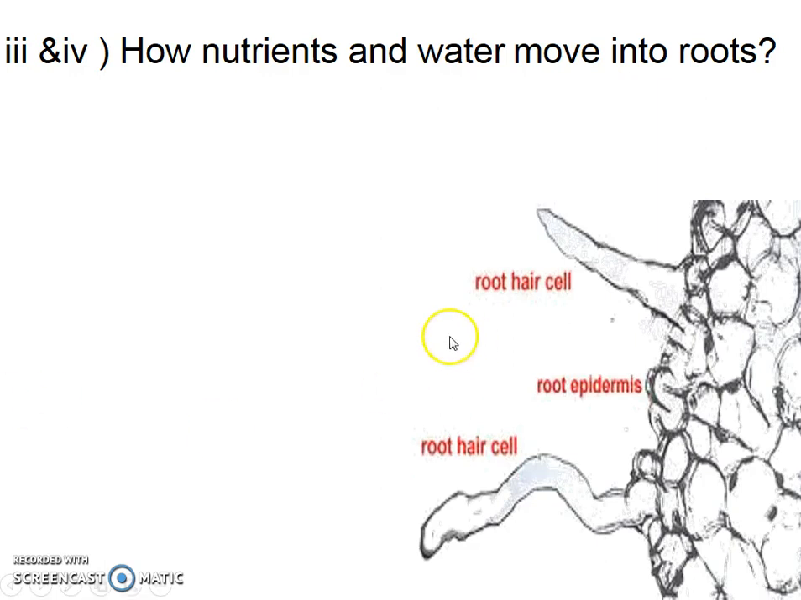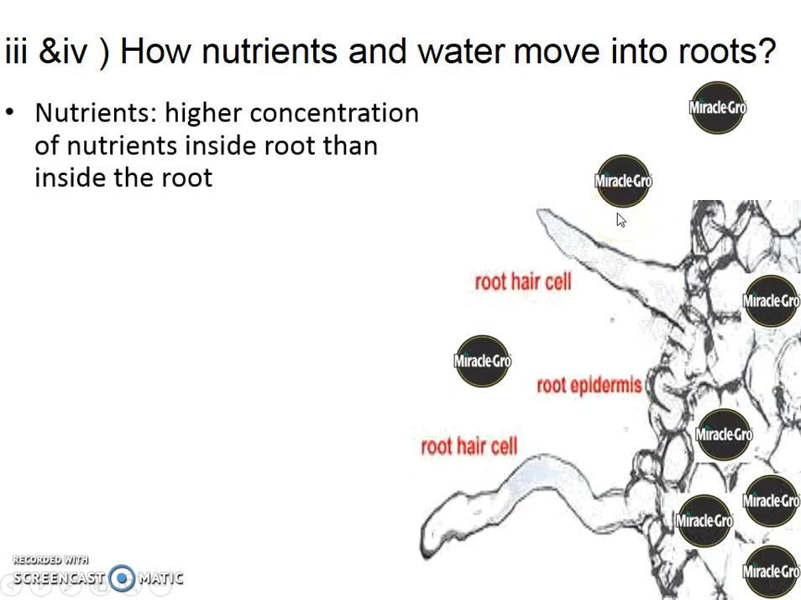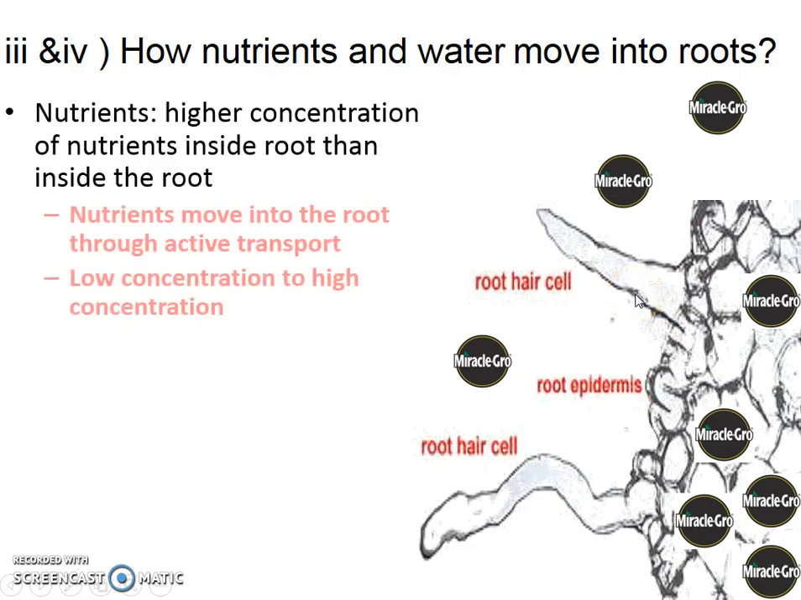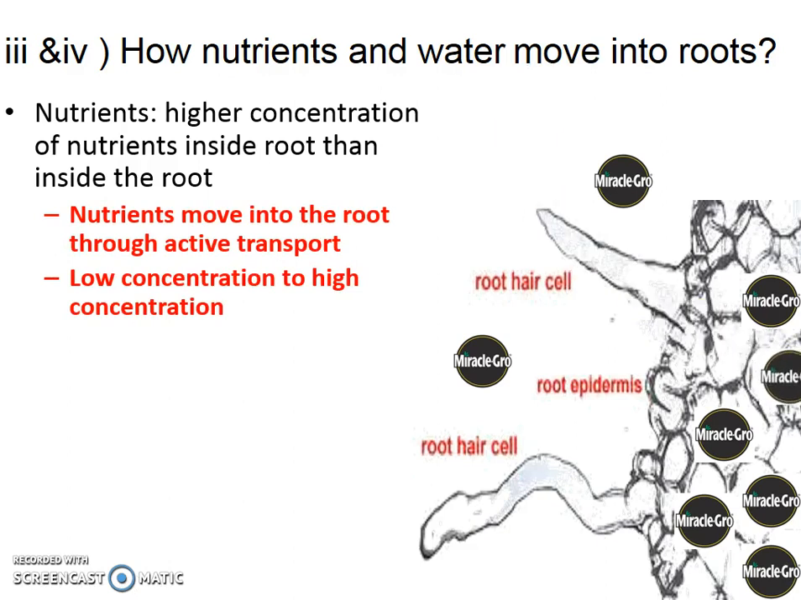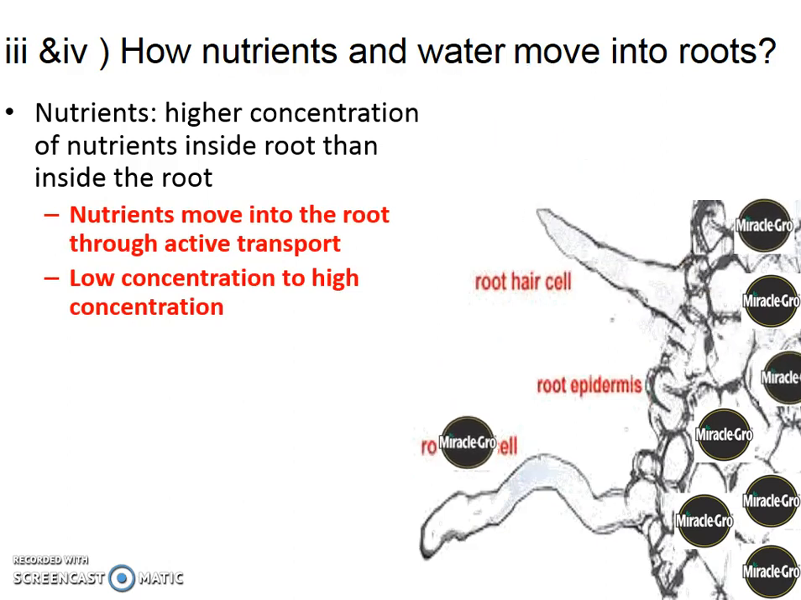So, here are root hairs on a root, and we're going to put some Miracle-Gro, or nutrients, in the soil. There's 1, 2, 3 Miracle-Gros outside the root. 1, 2, 3, 4, 5 Miracle-Gros inside the root. Now, Miracle-Gros are nutrients, so nutrients move in actively. That means they don't go from high to low, which in this case would be out of the plant. Instead, they're going to go always in. The plant literally expends energy to suck those nutrients into the plant roots itself, regardless of the fact that there's plenty of them already in the plant.